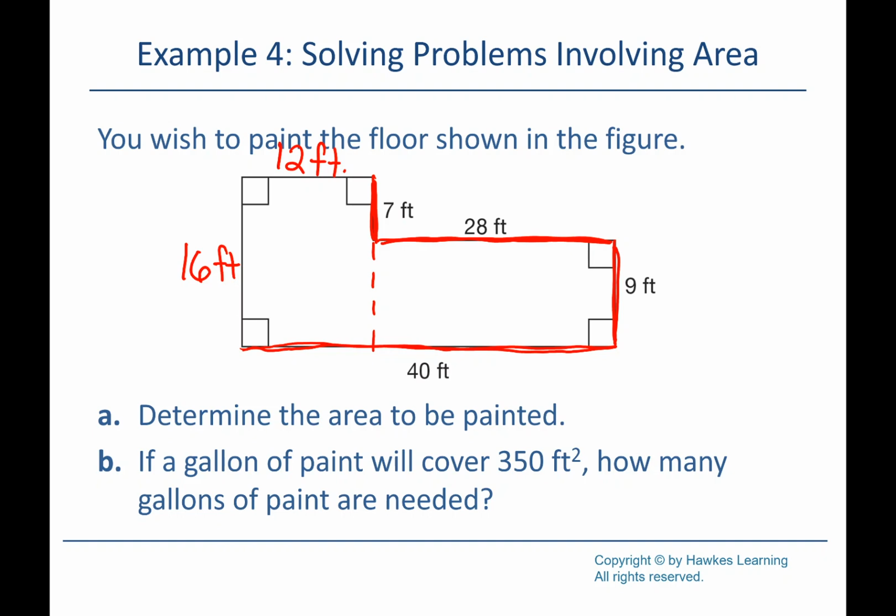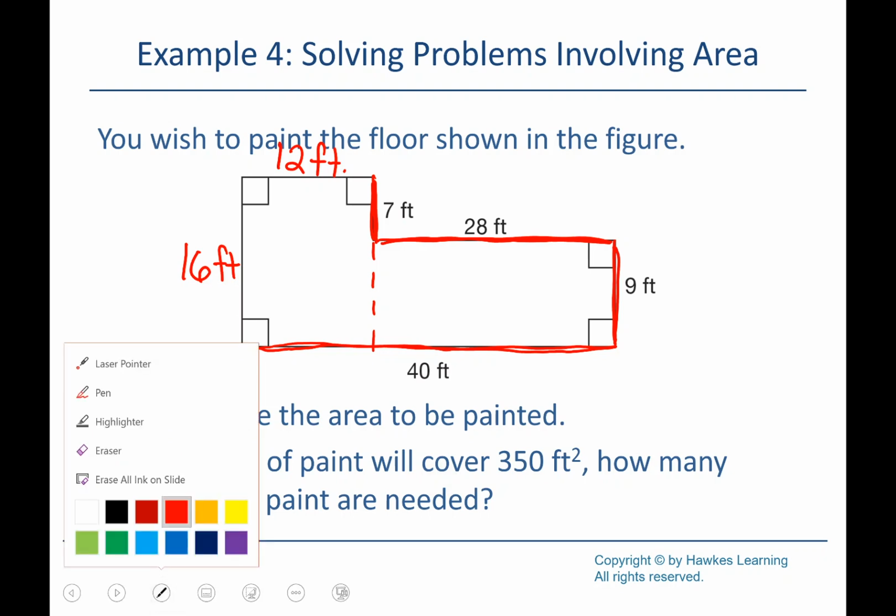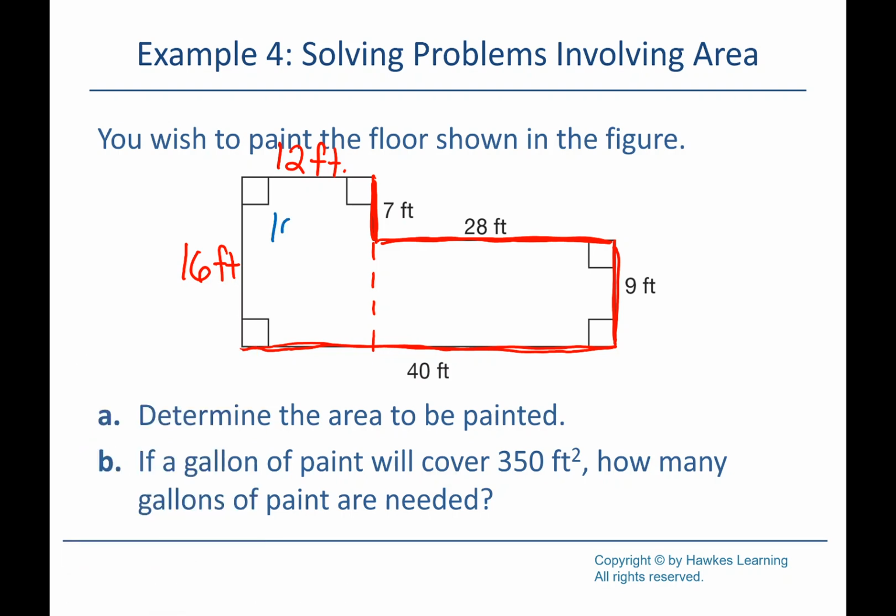Okay. So since these are both rectangles, this is my length and width for this rectangle. Okay. So I can do 16 times 12 for that one. Let me get a different color so we don't get as confused. So 16 times 12, what's that give us? It's 192 square feet.